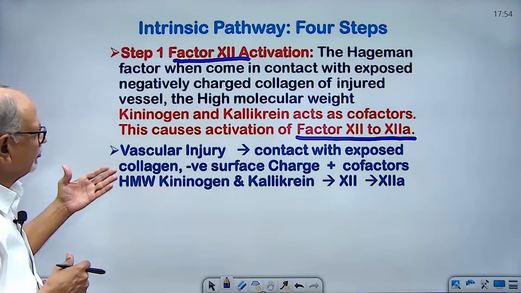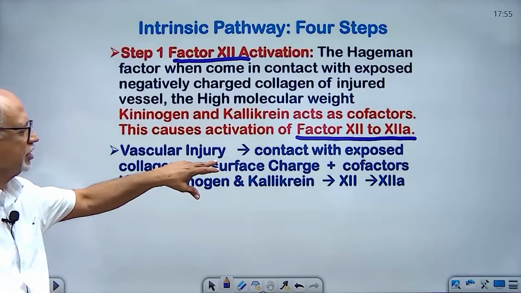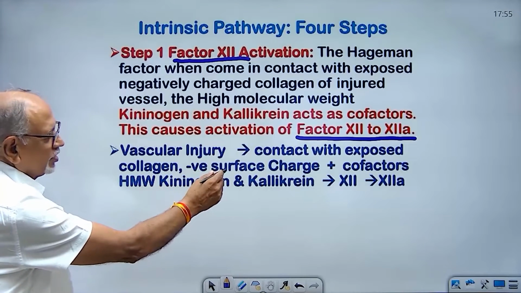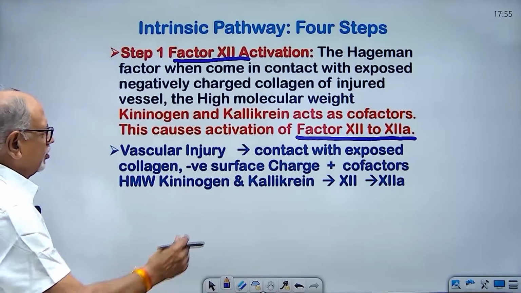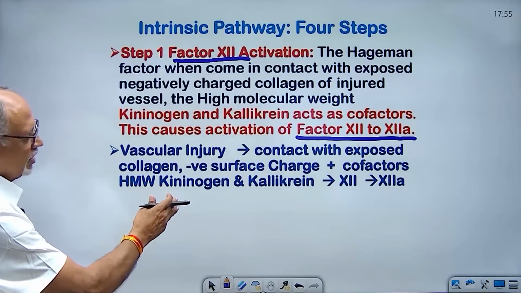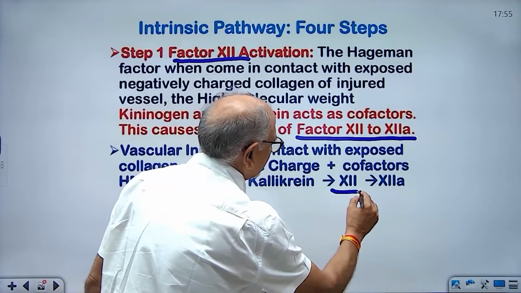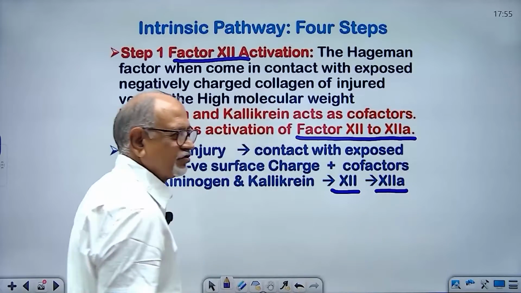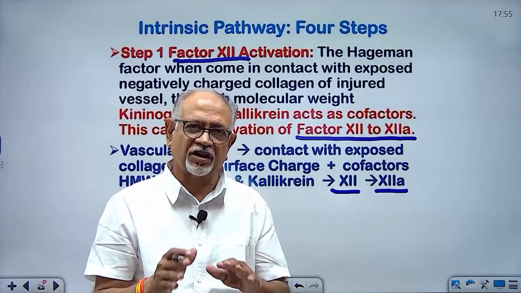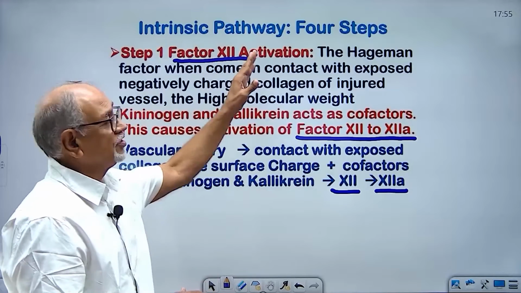12A. Here you can see in this flow chart, when there is a vascular injury, a contact with the exposed collagen, negatively charged surface, plus cofactors, high molecular weight Fibrinogen and kallikrein, and these convert factor 12 into factor 12A. This is the most important step that occurs in the process of blood coagulation, that is in the intrinsic pathway.